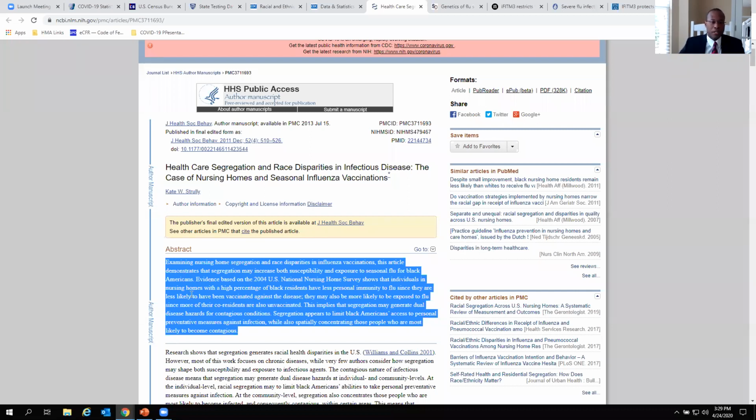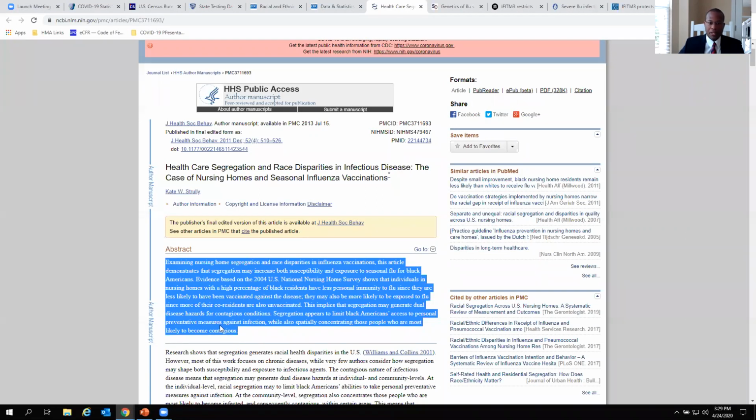Examining nursing home segregation and race disparities and the influence of vaccination, this article demonstrates that segregation may increase both susceptibility and exposure to seasonal flu for Black Americans. Evidence based on a 2004 U.S. National Nursing Home Survey shows that individuals in nursing homes with a high percentage of Black residents have less personal immunity to flu since they are less likely to have been vaccinated against the disease.